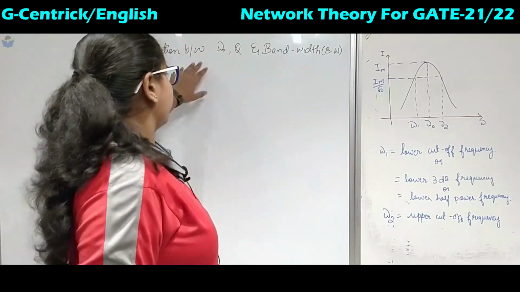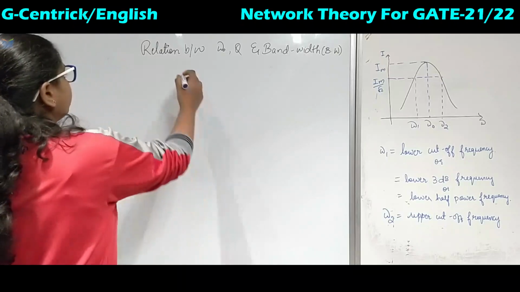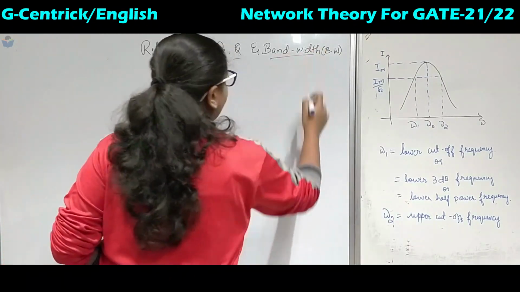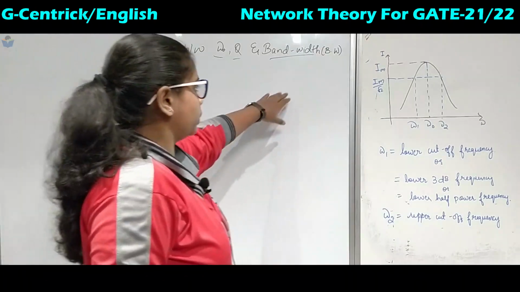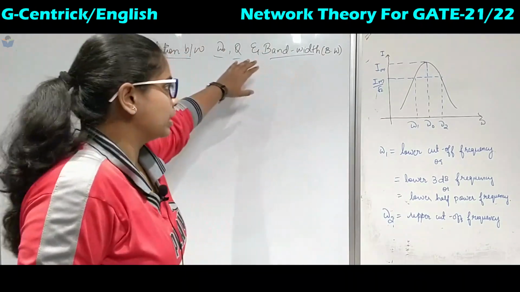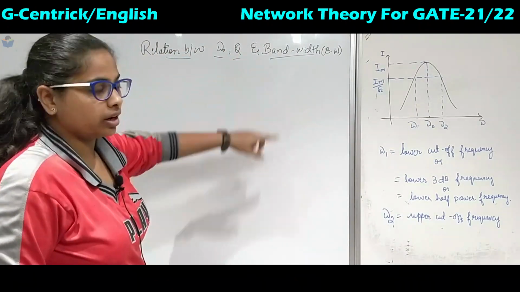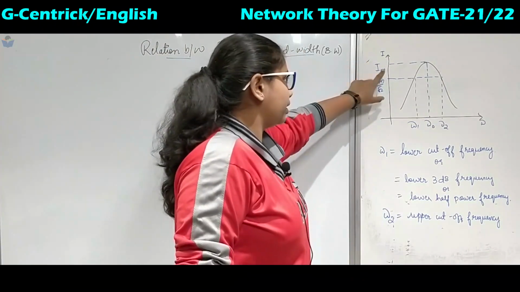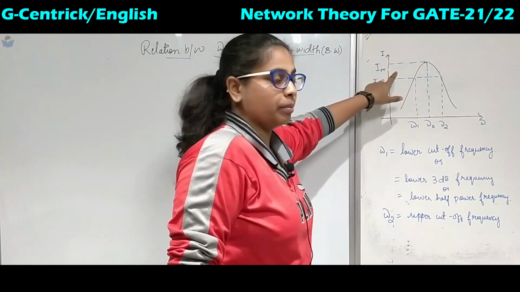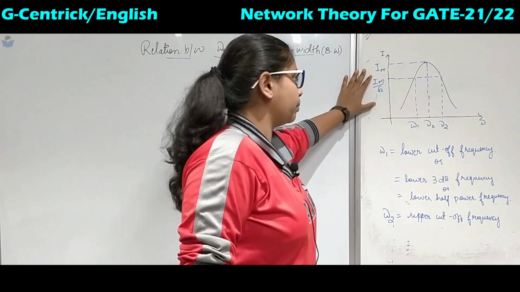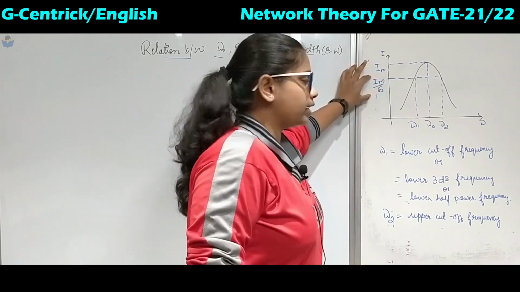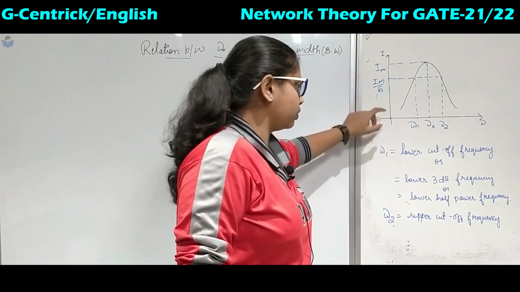So in this lecture we will see what is the relation between resonant frequency, quality factor and bandwidth. This is a new term introduced in this lecture, so we will see what we mean by the definition. Now if you consider this graph, where this peak is Im, I maximum, and you have got Im by root 2. Basically we will see the reason why it is Im by root 2.